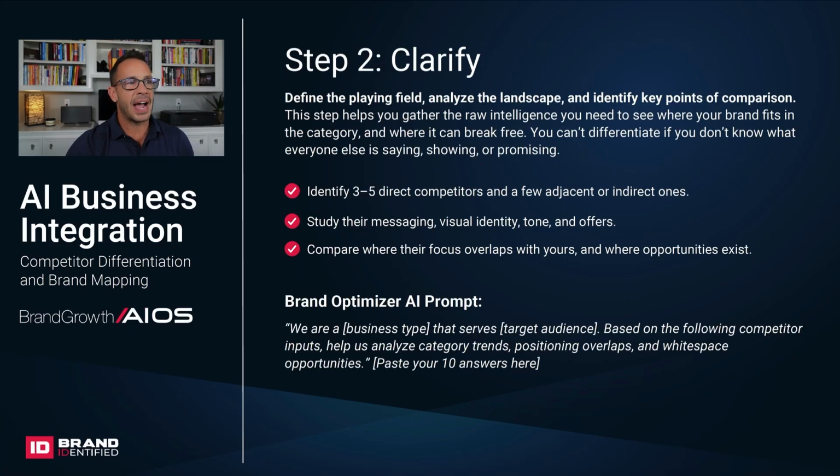So step number 2 is to clarify. You're going to define the playing field, analyze the landscape, and identify key points of comparison. This step allows you to gather the raw intelligence that you need to see where your brand fits into the category and where it can break free.